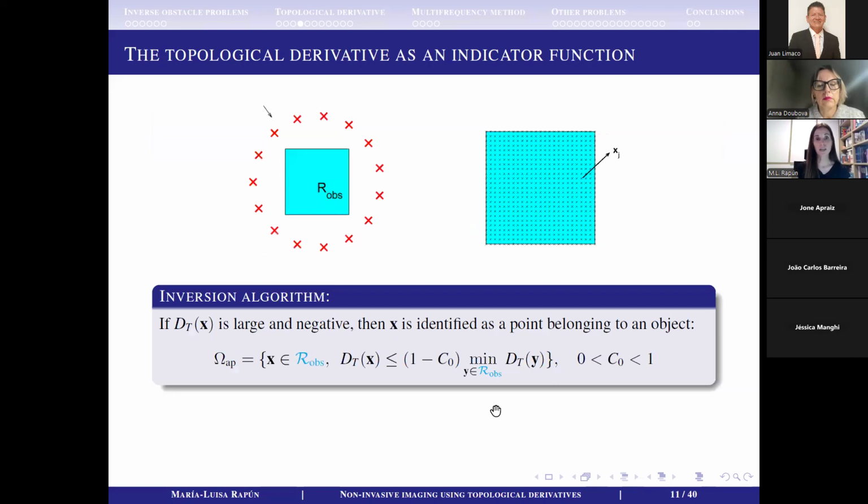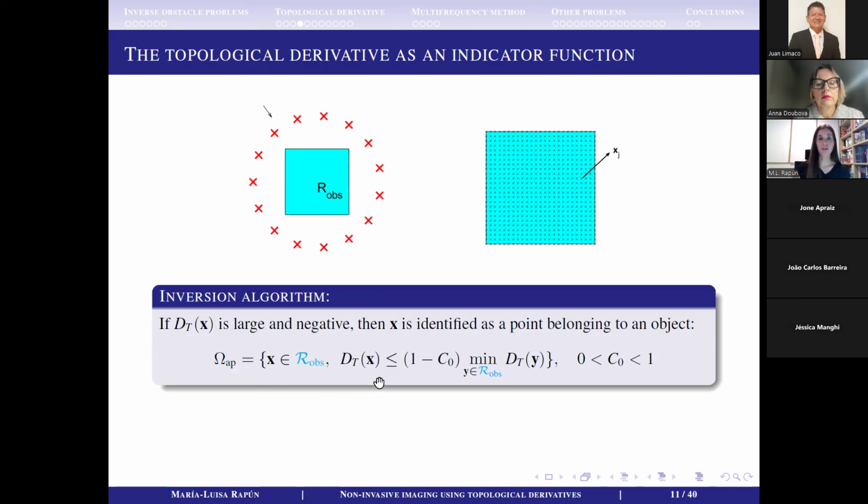Okay, so the strategy for identifying the damage region is nothing but evaluating the topological derivative at a grid of points. Imagine that we are in a scattering problem: we are producing our incident wave, we have our observation, and we want to determine if there is some defect inside this region in blue. Then we consider a grid of points of this region, and we evaluate the topological derivative at all these points.